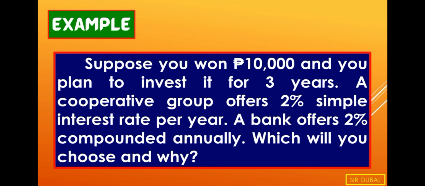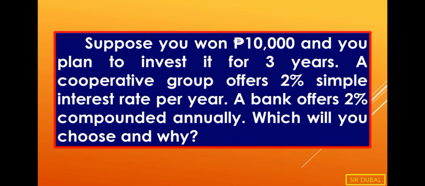Suppose you won 10,000 pesos and you plan to invest it for 3 years. A cooperative group offers 2% simple interest rate per year. A bank offers 2% compounded annually. Which will you choose and why?